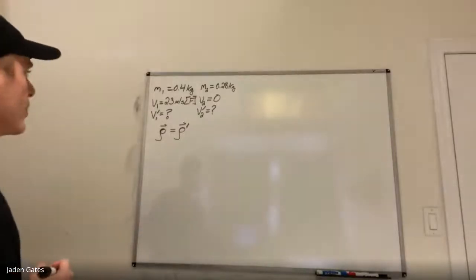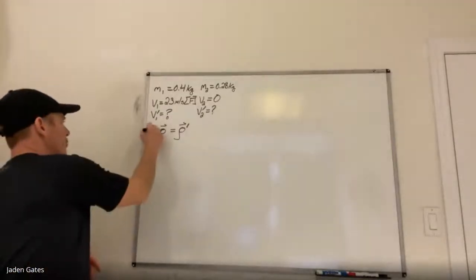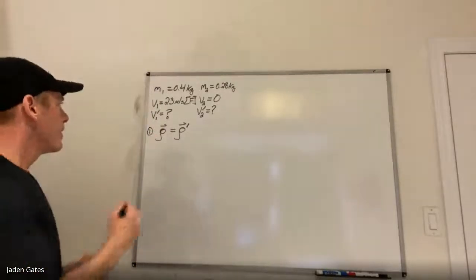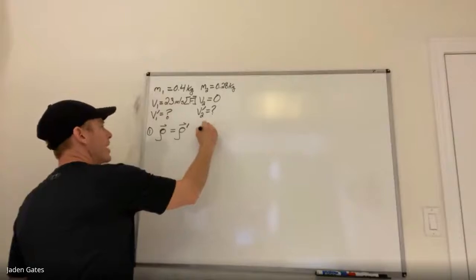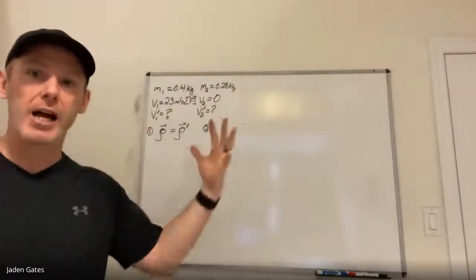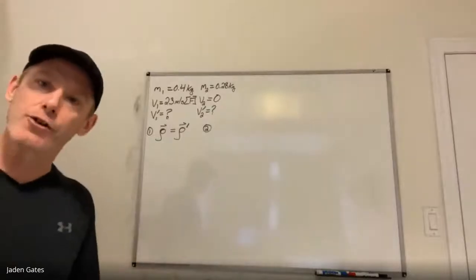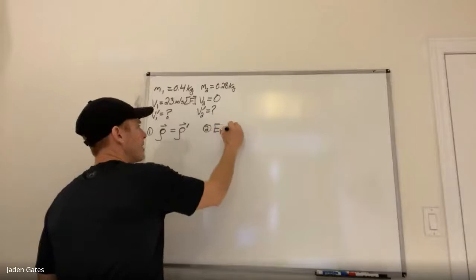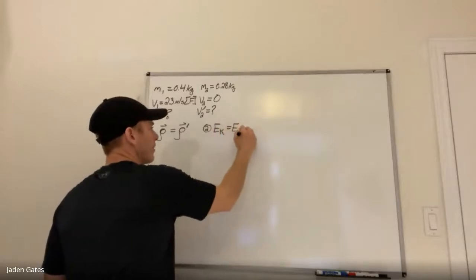So I'm going to get one equation out of this, because again, I said we're going to get down to two equations, two unknowns. The other equation is that this is an elastic collision. So when they collide, kinetic energy is conserved. So EK is equal to EK prime.